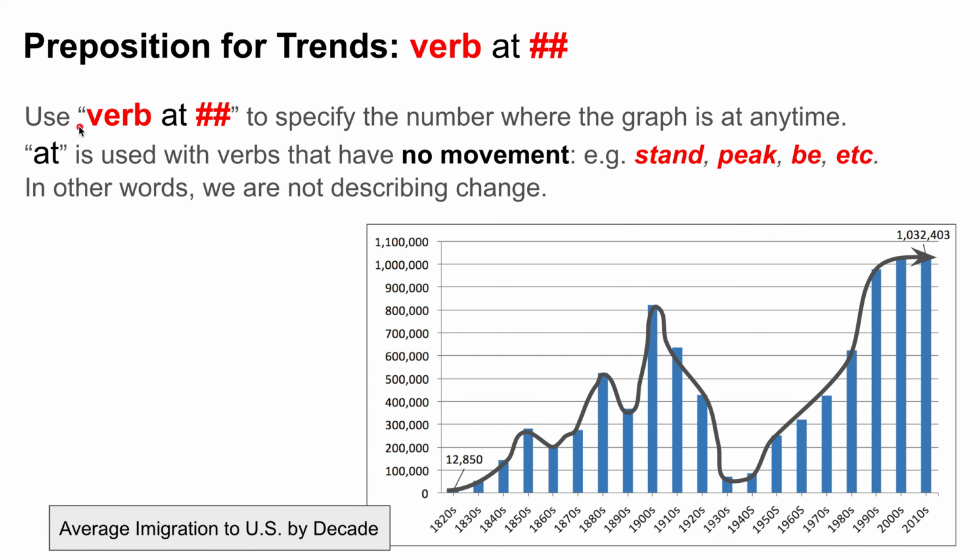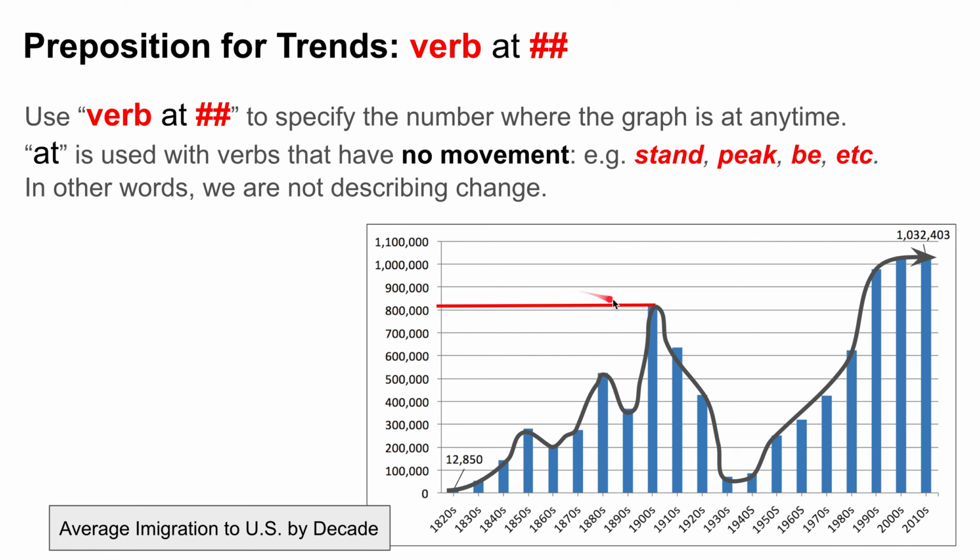Moving forward, now we can use verb plus at plus number to specify the number where the graph is at any time. At is used with verbs that have no movement, such as, for example, stand, peak, be, etc. In other words, when we use at, we're not really describing the change, but where that number is at any time.